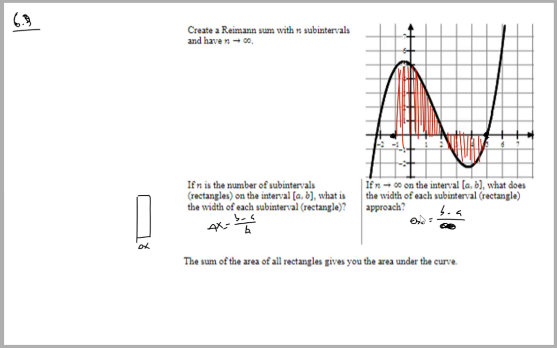However, the sum of all these collective areas would be the exact area beneath the curve, because it would be the exact line where the function reaches and goes immediately back down. It would be basically no width. So in order to do it, we use different types of notation.